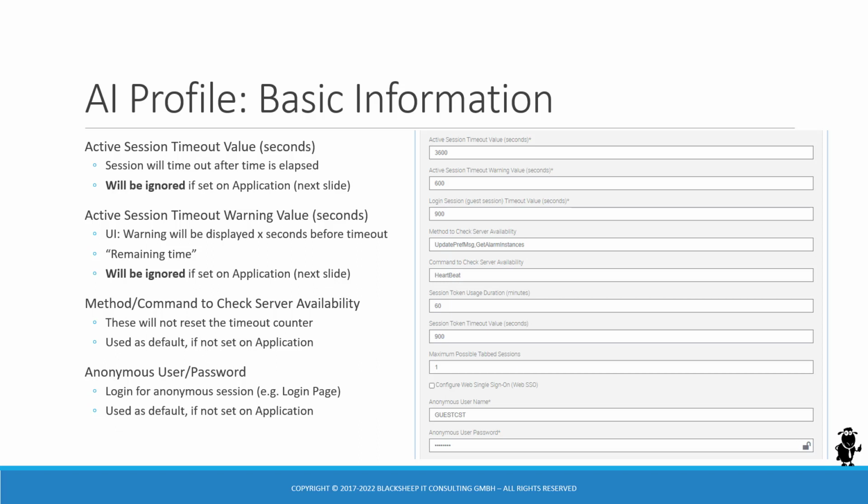The AI profile has a lot of information. So here's a page showing the basic or default information. So anything that is repeated in the application profile will be overwritten, but if it's not repeated, it will be taken from the first page. So we have active session timeout, timeout warnings, server availability, heartbeat commands, and the anonymous username and password.